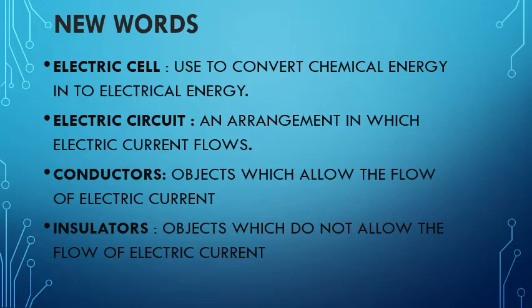Conductors, objects which allow the flow of electric current. And insulators, objects which do not allow the flow of electric current. Then bulb, it is an arrangement to convert electric energy into light energy. If a bulb is there, then only the light can reflect and we are able to see. Then filament, a thin wire inside the bulb, which gives light in the electric bulb. Switch, an arrangement to open and close the circuit.